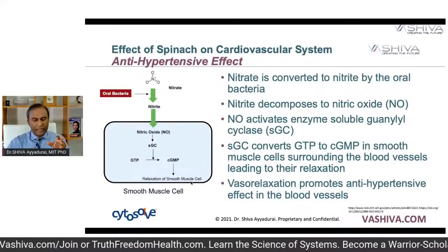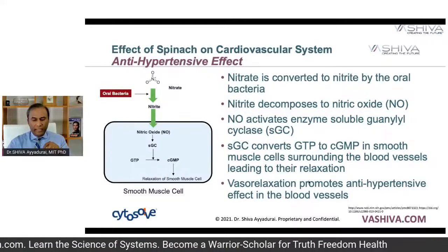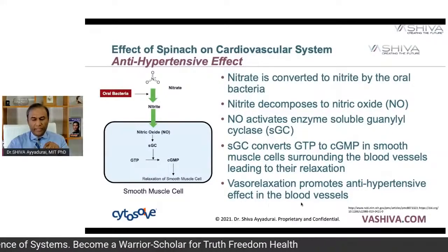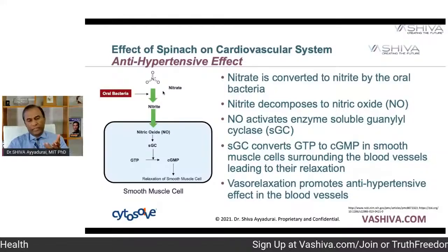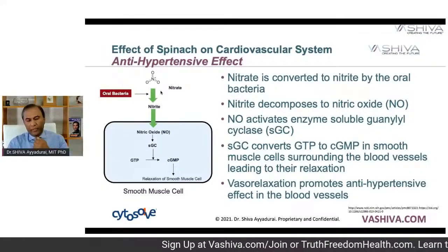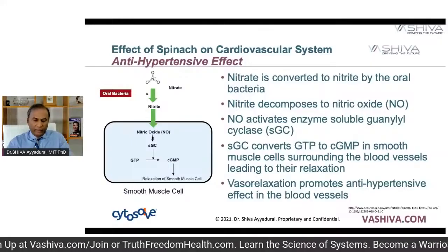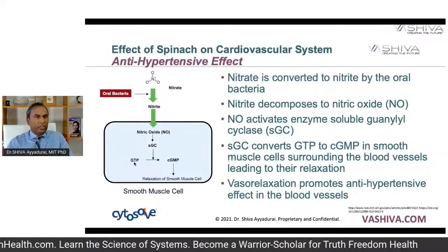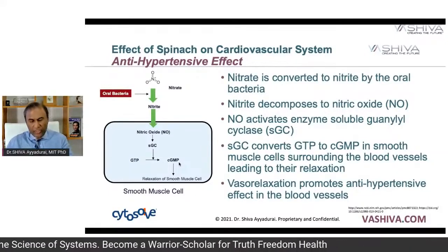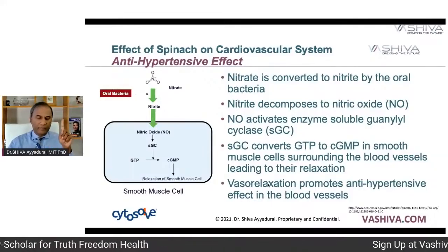cGMP causes relaxation of the smooth muscle cells. And that vasorelaxation promotes anti-hypertensive effect. So again, nitrate in spinach, when you chew it, goes through your mouth, right? Very important. Food is, again, medicine, because if you're just popping that pill, you're not going to have this effect, okay? But the nitrite decomposes to NO, and NO is critical in converting GTP into cGMP, which allows for vasorelaxation. So that's the anti-hypertensive effect of spinach.